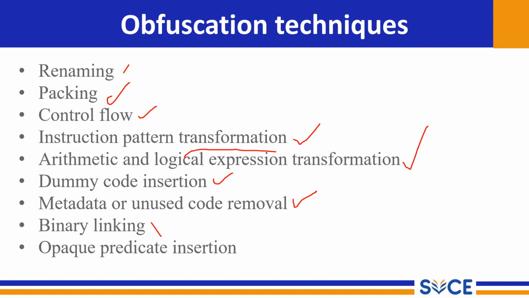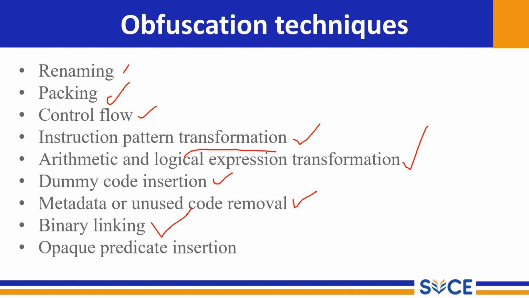Okay, and next one, binary linking. Binary linking combines multiple input executables or libraries into one or more output binaries, which reduces the amount of information available to cyber criminals for possible exploitation. It also makes the application smaller and simplifies its deployment.